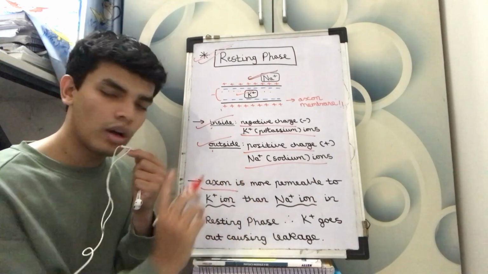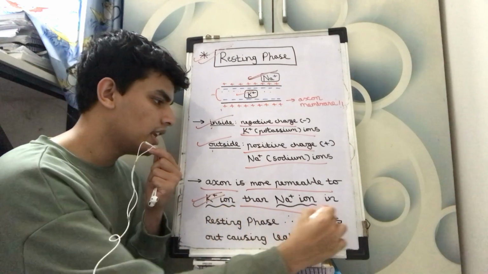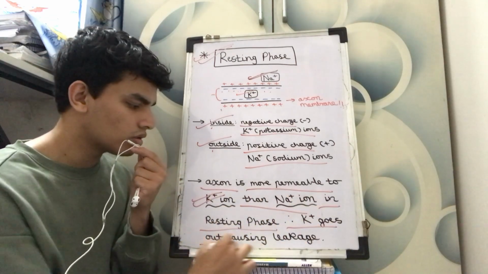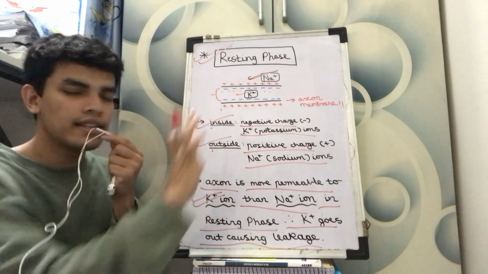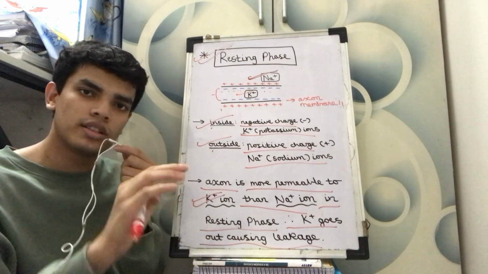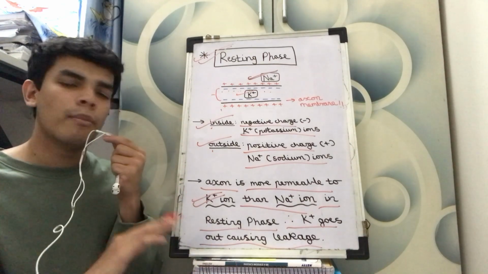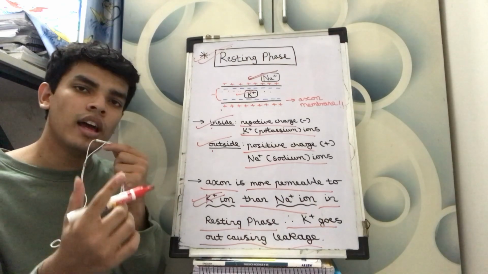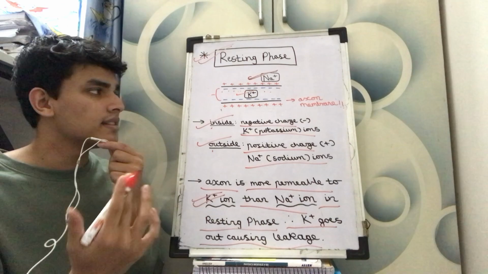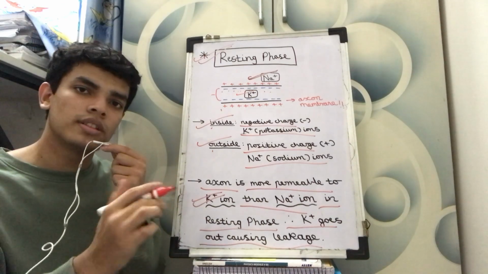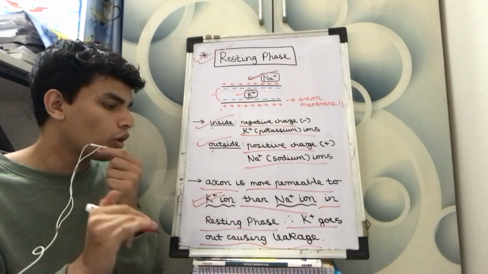Now, another fact: the axon is more permeable to K plus ions than Na plus ions in the resting phase, therefore K plus goes out causing a leakage. So in the resting phase, inside should be negative with K plus, and outside should be positive with sodium. But the axon membrane is very permeable to the potassium ions, the K plus ions. Because of that there is an imbalance, and K plus goes outside, causing a leakage.